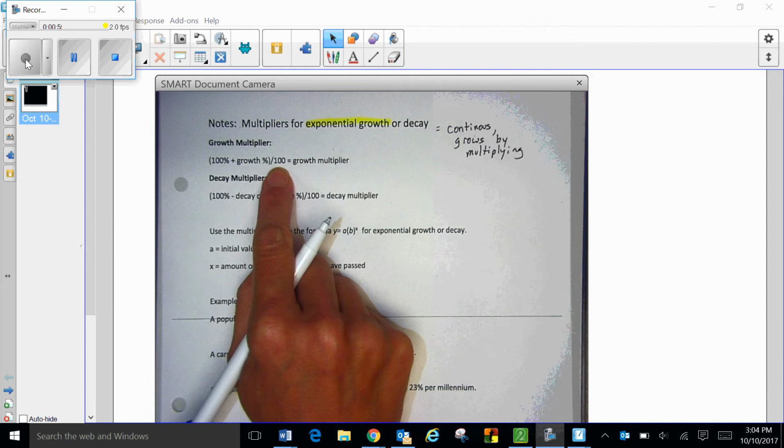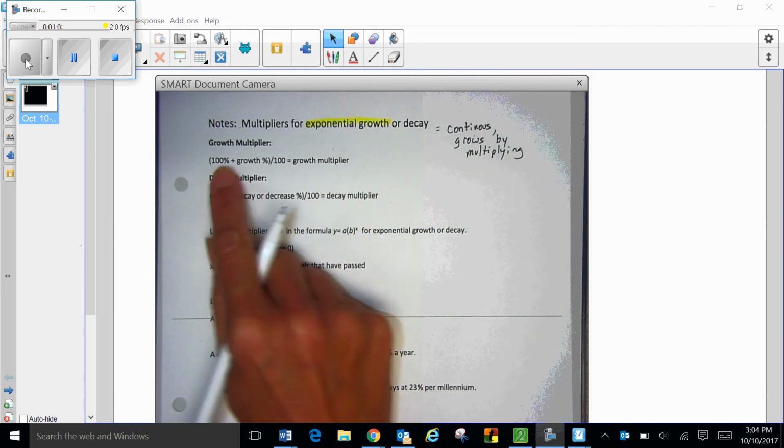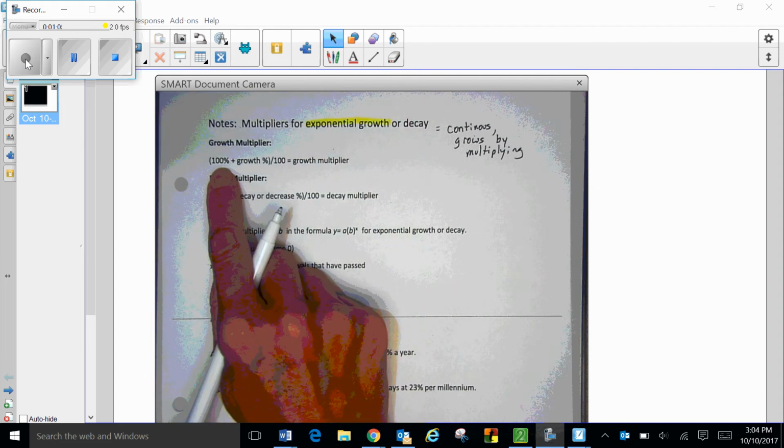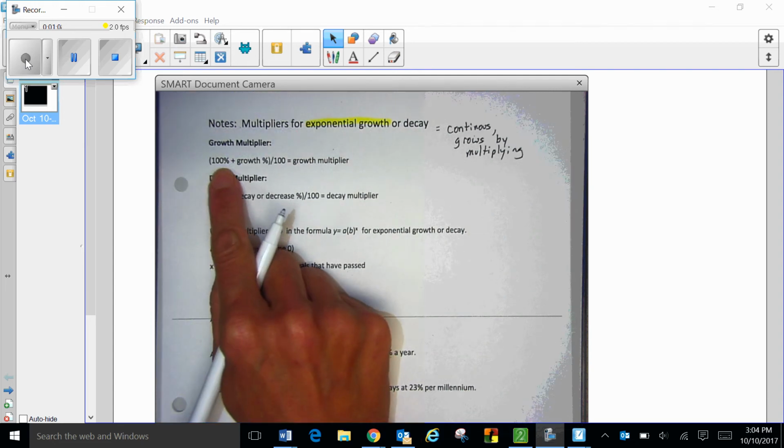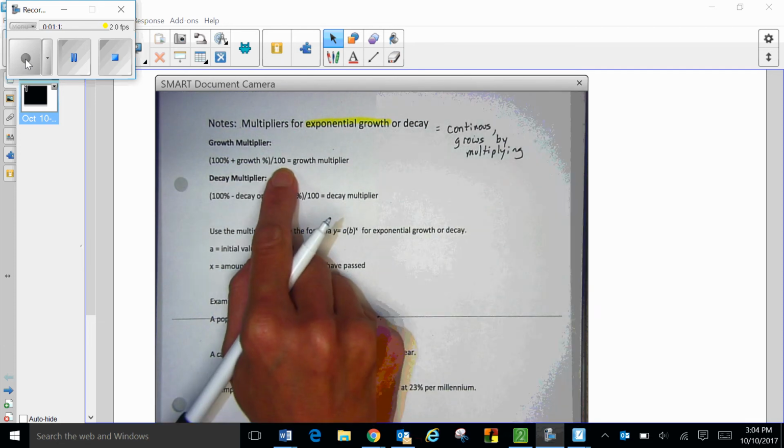If it's growth, we take 100% because we start with whatever we've got. We start with all of it, 100%, and then we add to it. So we add the percent growth. Divide by 100 to make it a decimal, as we learned before, and that gives us our growth multiplier.